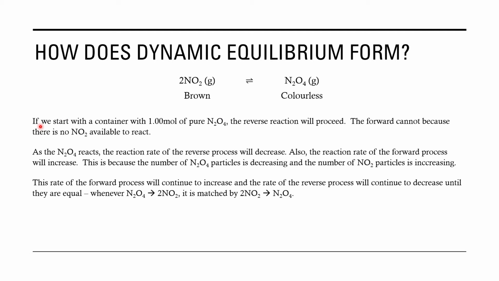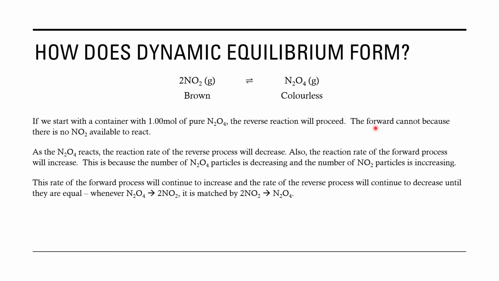We're going to be thinking about a container that only has dinitrogen tetraoxide in it to begin with. And in particular, we have 1 mole exactly. So what that's going to mean is that the forward reaction from brown to colorless can't actually proceed because there's no nitrogen dioxide. What there is, though, is an excess of dinitrogen tetraoxide. So the reverse process will immediately proceed.